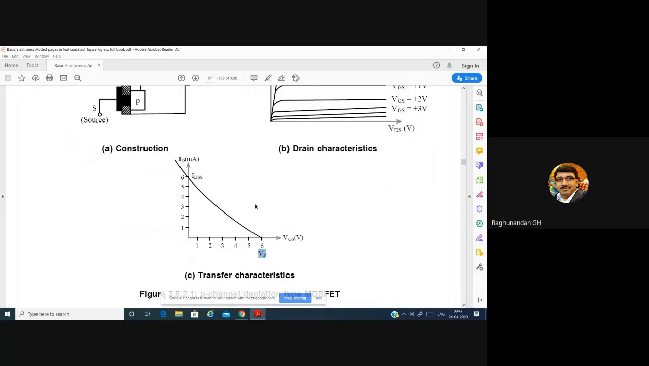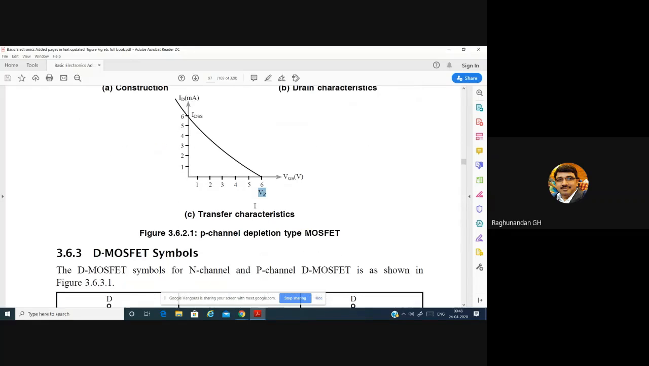You know that pinch-off voltage is the voltage after which the current stops conducting, or IDSS stops flowing in the circuit. That is known as pinch-off voltage. So it is the voltage after which the current stops flowing in the circuit. That is the transfer characteristics we are having.